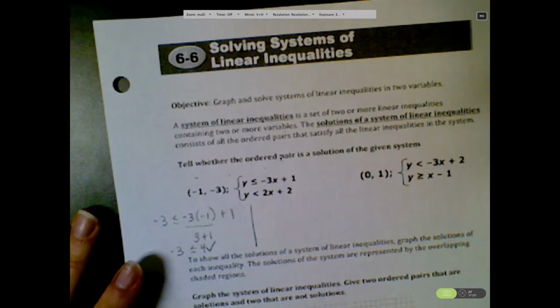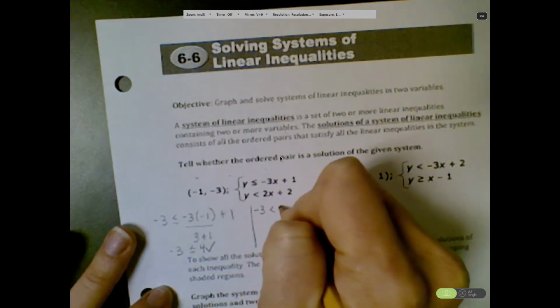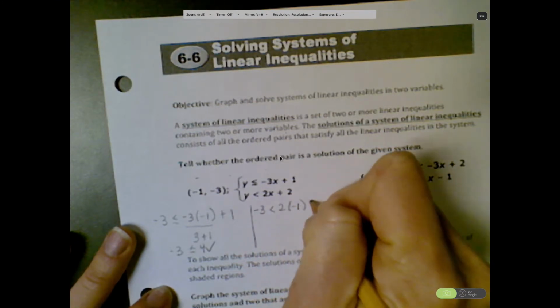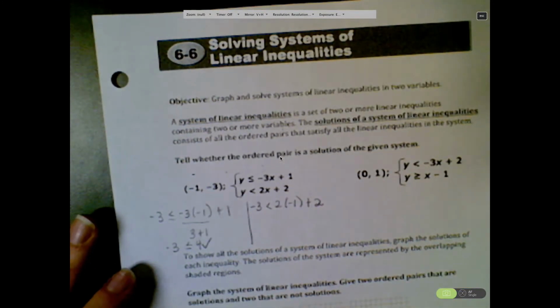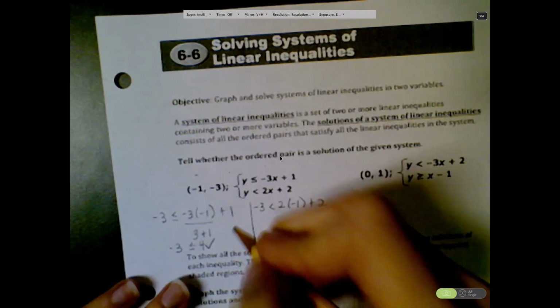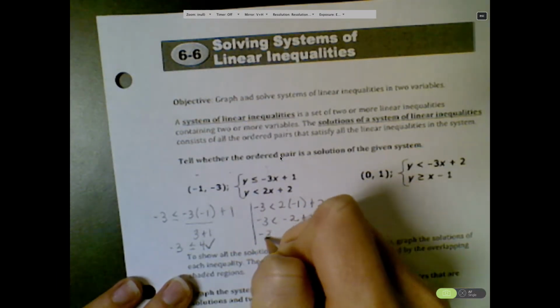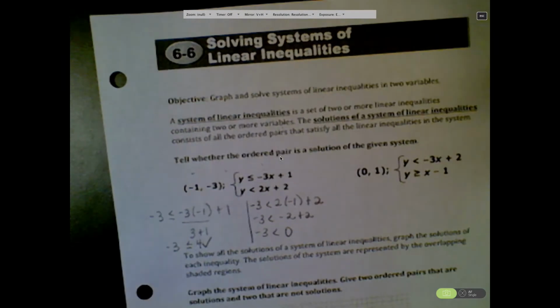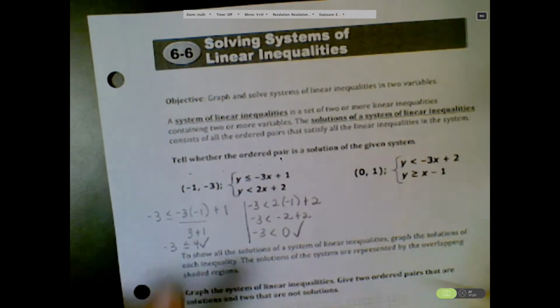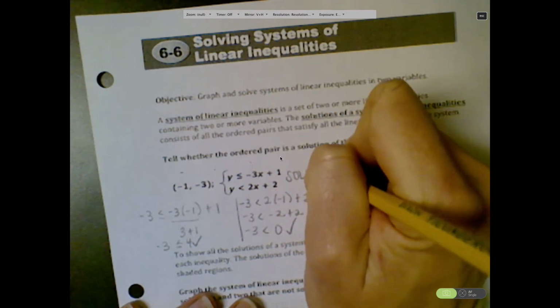Okay. Let's try the second equation. In the second equation, again, we're going to plug in -3 for y and -1 for x. So work out the operations on the right-hand side. 2 times -1 is -2. -2 plus 2 is 0. Is -3 less than 0? Yes. So since these are both true, is this a solution? Yes.